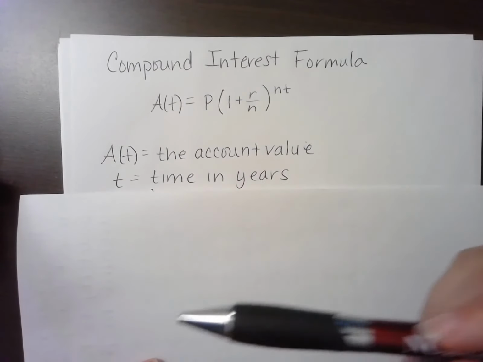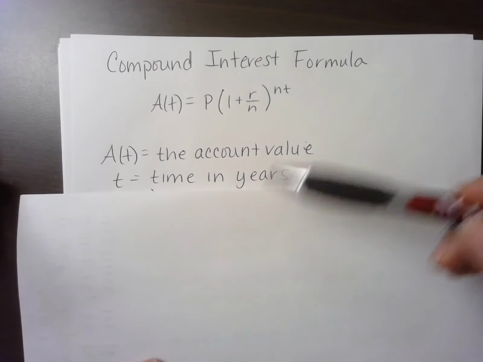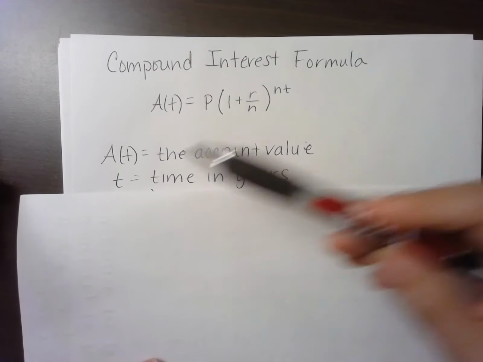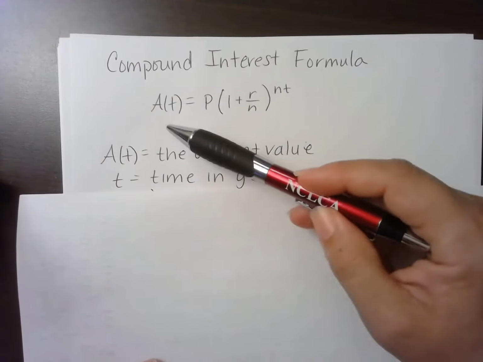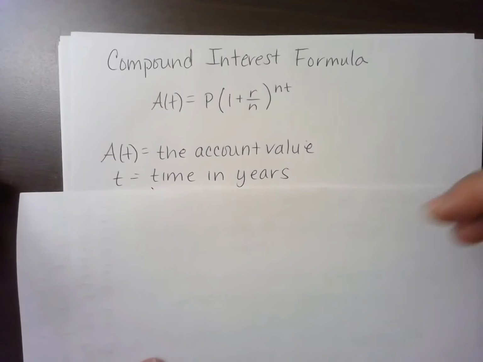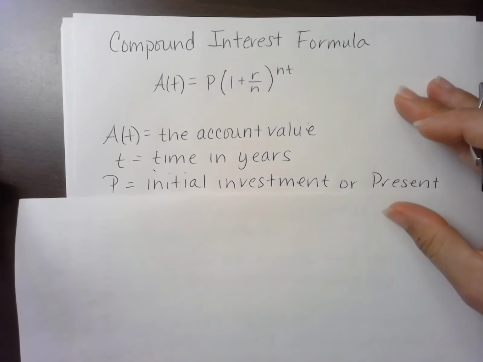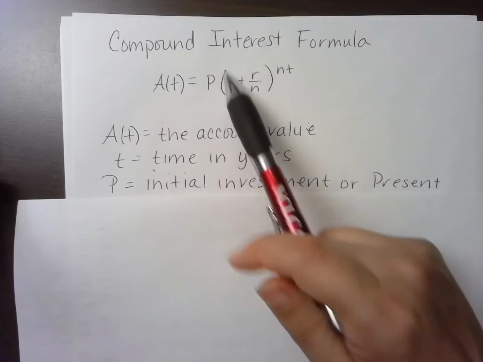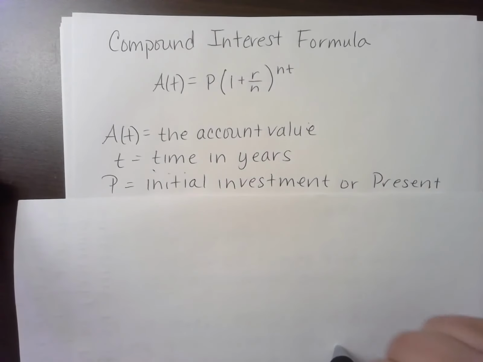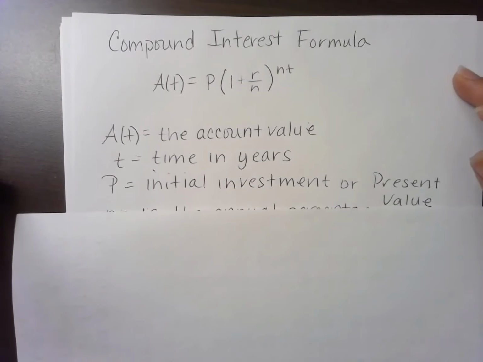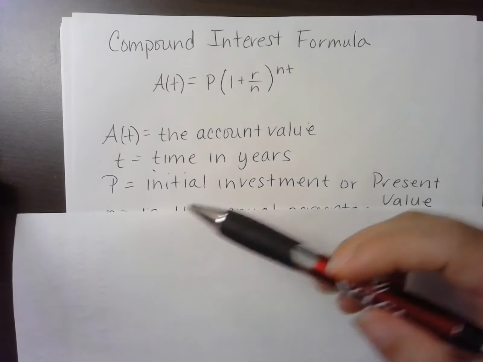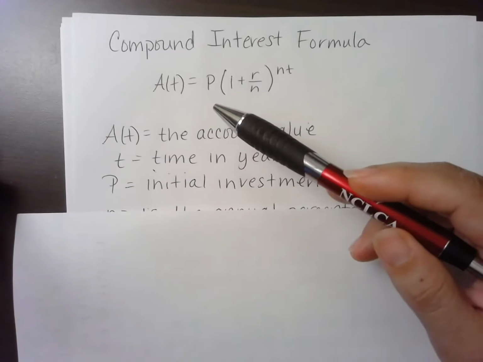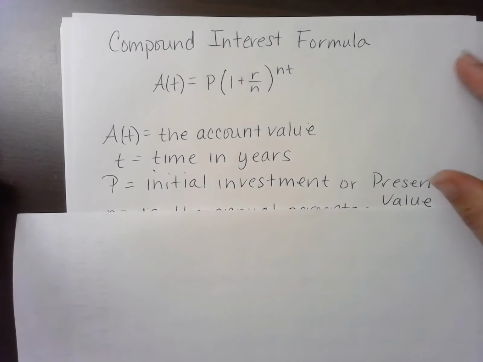So this is where we're going to invest a certain amount of money for a certain amount of time, and this will tell us how much we'll have at the end. So T is the time in years. P, this P value right here, is the initial investment, or it's sometimes called the present value. So this is essentially how much we put in to start with, or what we have at present.